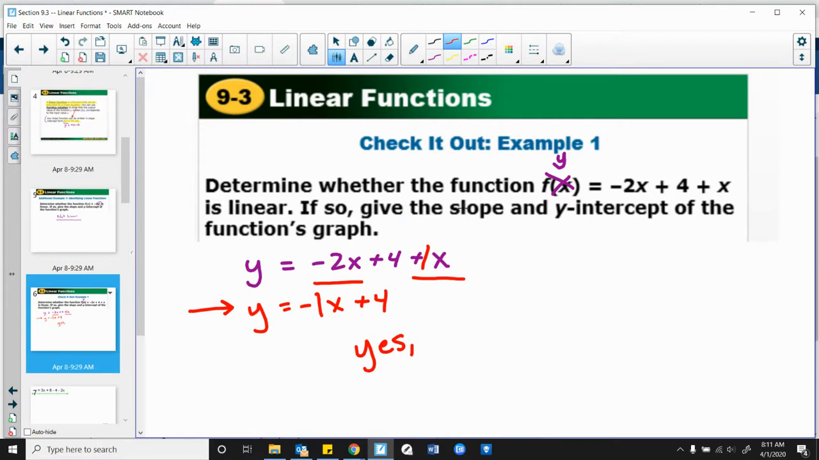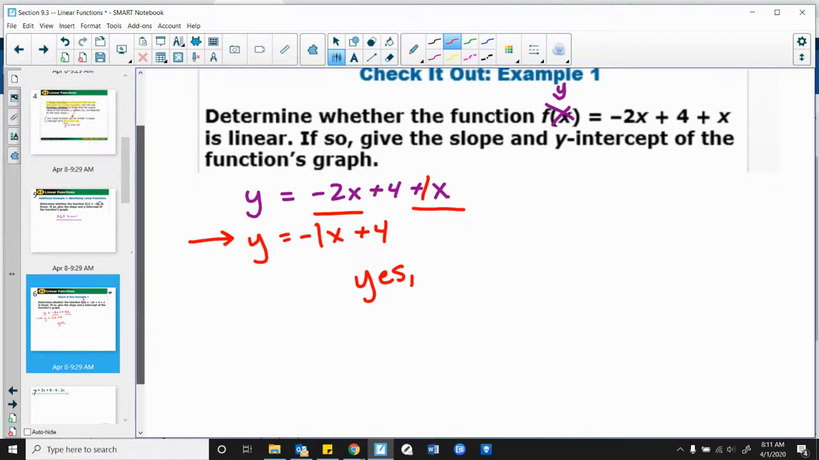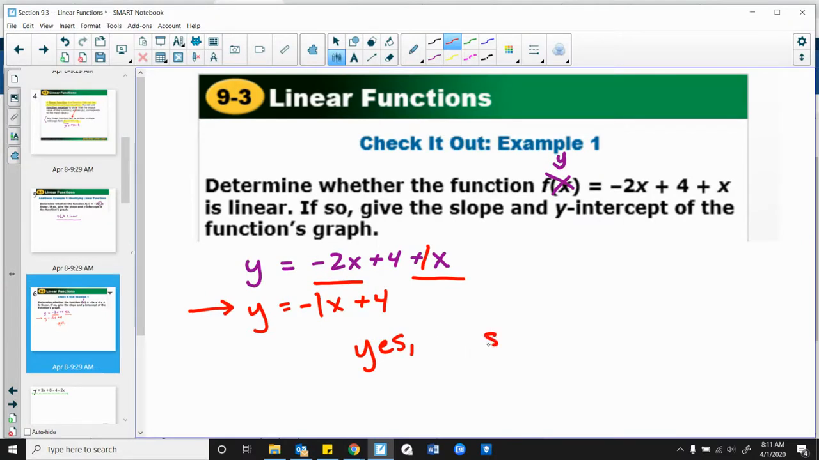And then it says, if so, give the slope and y-intercept. So we need to identify what the slope is. The slope here is going to be the m value, y equals mx, so the slope is going to be negative 1. And then my y-intercept is going to be the b value, y equals mx plus b, which is 4. So my y-intercept there will be 4.